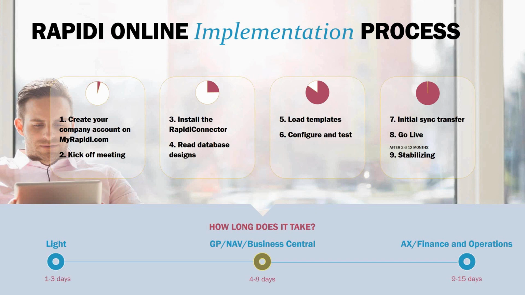If you are on AX or Dynamics 365 for Finance and Operations, the normal quote to cash implementation typically takes around 10 days. AX and Finance and Operations are slightly more complex to do the integration with, and that's why it takes a little longer. But it's only due to the higher complexity in the application itself.